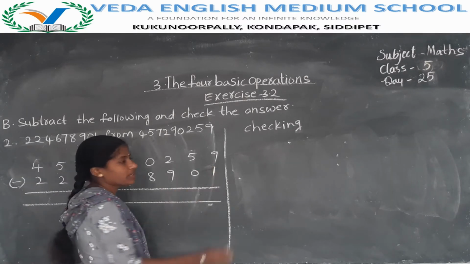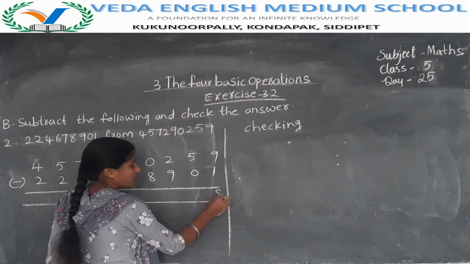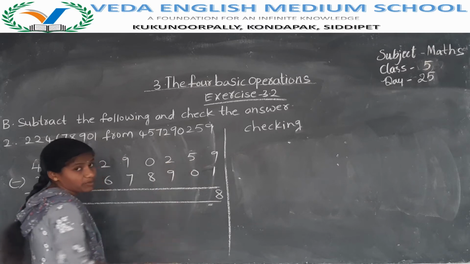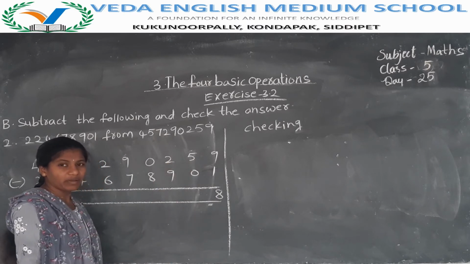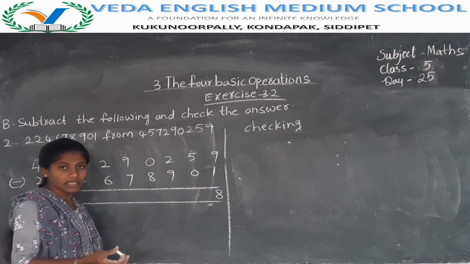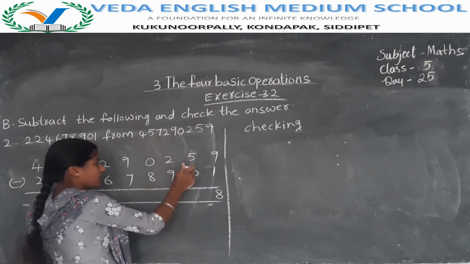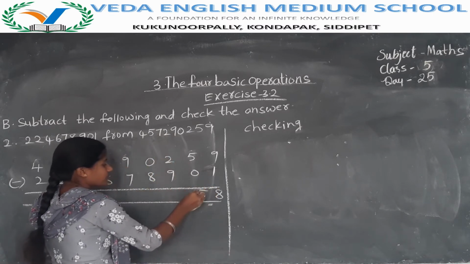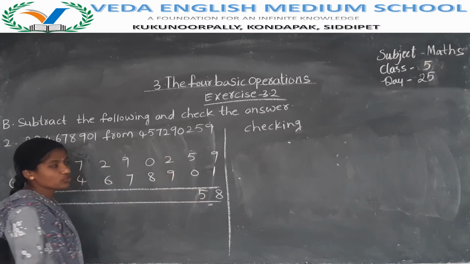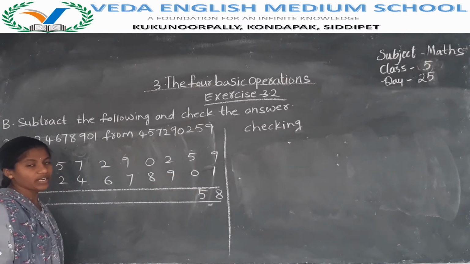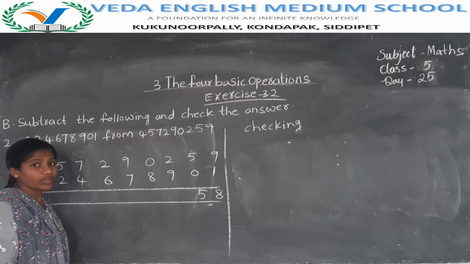9 minus 1, greater number to smaller number. 9 minus 1 is 8. Subtraction properties. If you subtract any number from 0, then you will get the same number as answer. ఏదైనా number లో నుండి 0 తీసేస్తే ఏమొస్తుందన్న? Same number as answer. Now next, is 2 minus 9 is possible? 2 లో నుండి 9 subtract చేయడం possible అవుతుందా? No. Then what you have to do?